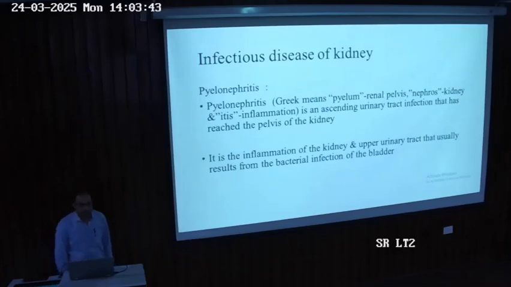So infection, first is the pyelonephritis. Pyelonephritis is the ascending urinary tract infection that has reached the pelvis and kidney. It is the inflammation of the kidney, upper urinary tract, that usually results from bacterial invasion of the bladder.